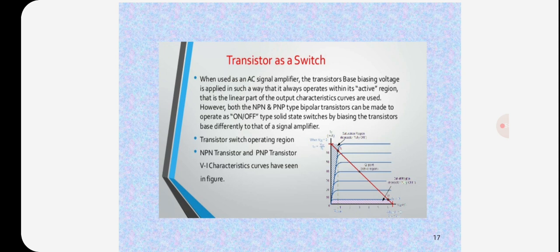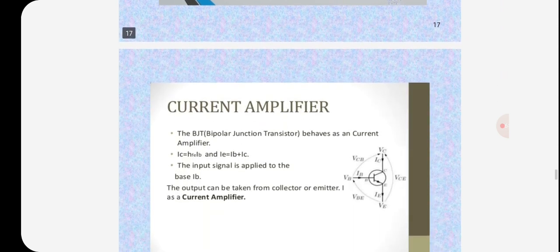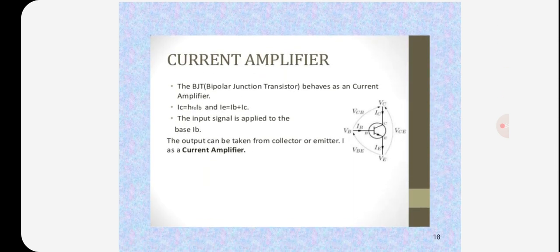So this is the transistor characteristics. Transistor switch operating region, NPN transistor and PNP transistor VI characteristics curves have been shown in this figure. Meaning, in this it has the cutoff region, saturation region and active region. So next, current amplifier, meaning the transistor works as an amplifier.